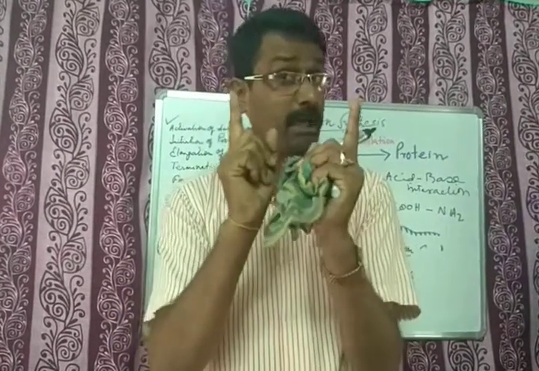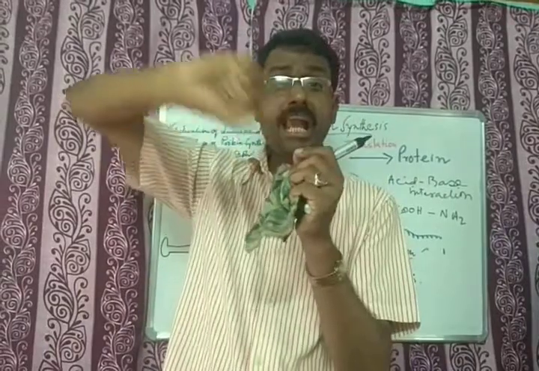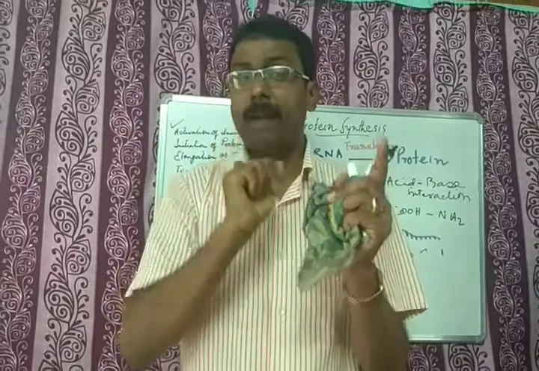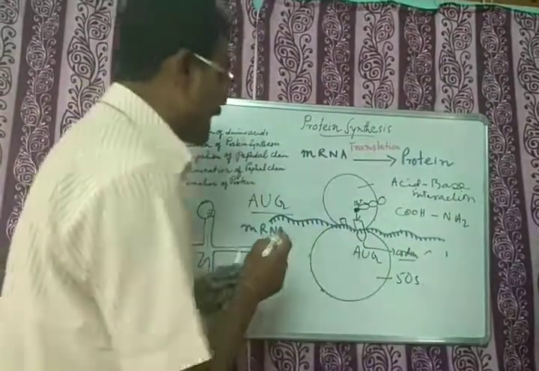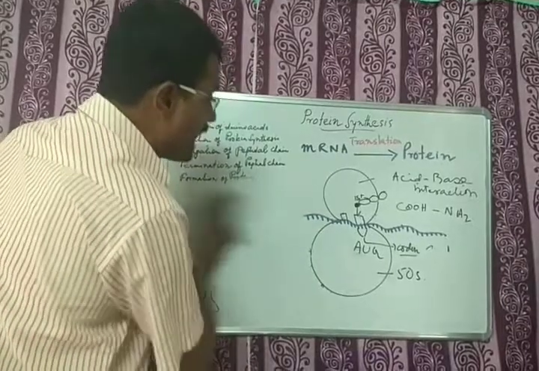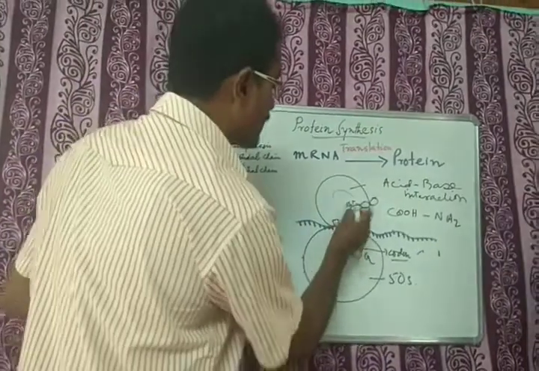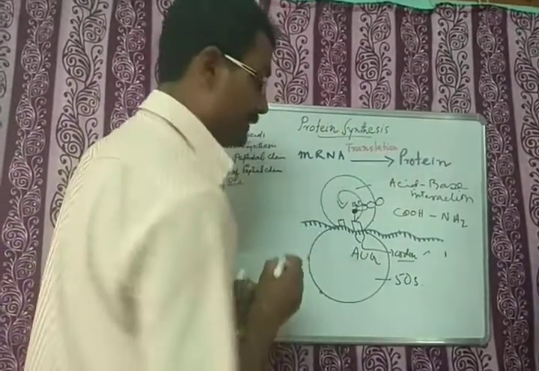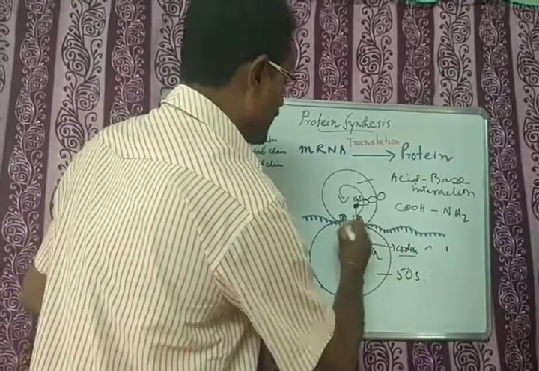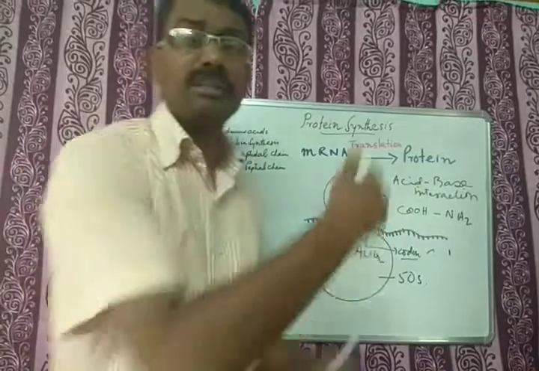Second thing, try to get my point. The moment a chain of amino acids is formed, it may be 4, 5, 6 amino acids. Then what happens? The amino acid from the A site is shifted to the P site. From here it goes to the P site. Got it? This is the A site. This is the P site.